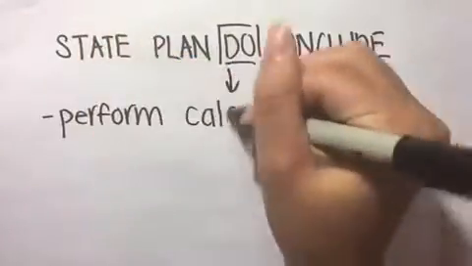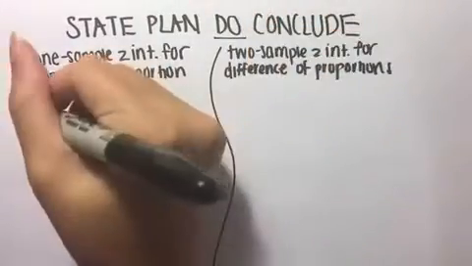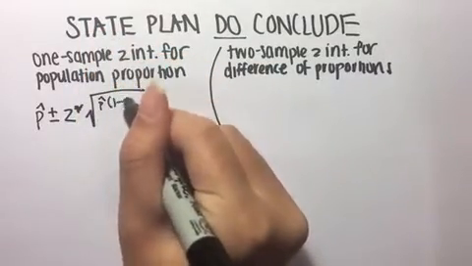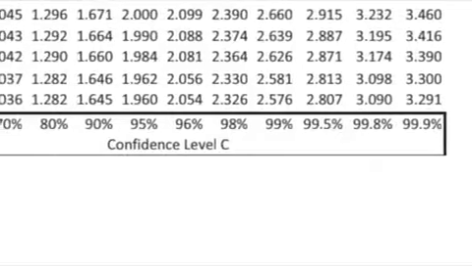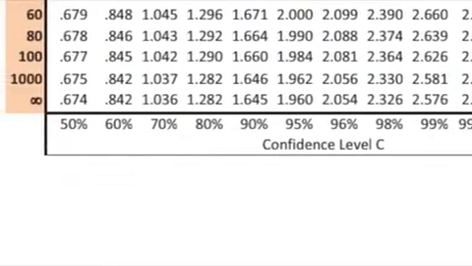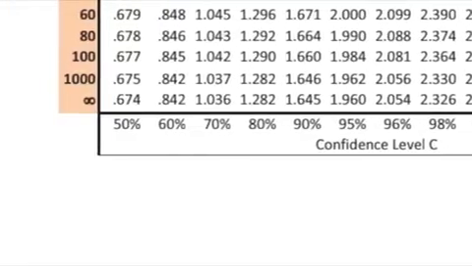For the do section, we have to perform calculations. For the one sample z-interval, we can calculate the interval by using the equation p hat plus minus z star times the square root of p hat times 1 minus p hat over n. To remind you, the z star value is the critical value and corresponds with whatever confidence level the question asks of you. It can be found on the formula sheet.